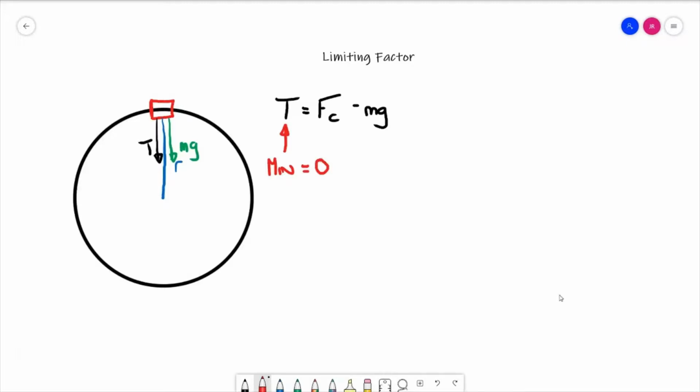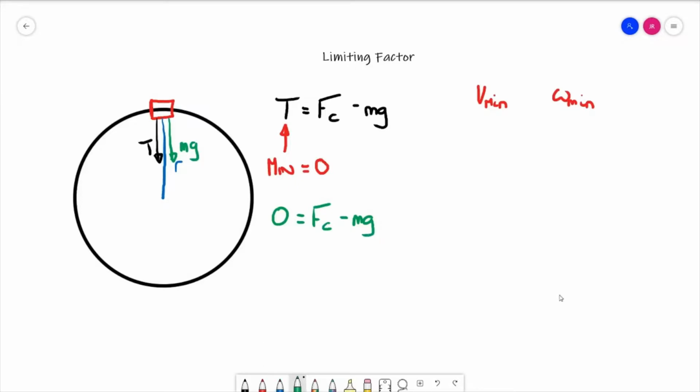What we can do now is we can use that information to work out what our minimum velocity and our minimum angular velocity are. If we take 0 as our limiting factor, so we take 0 as the absolute minimum that tension can be, we can see that 0 is equal to centripetal force minus the weight.